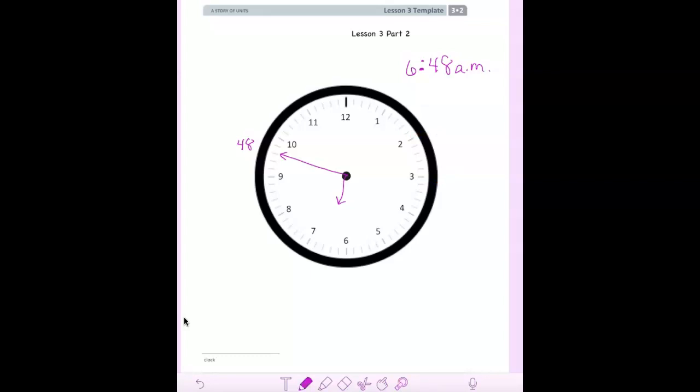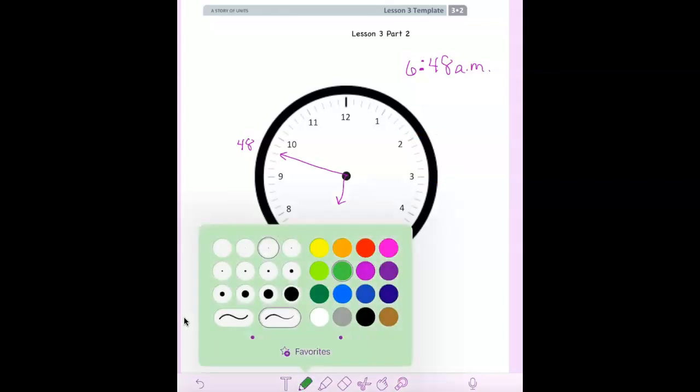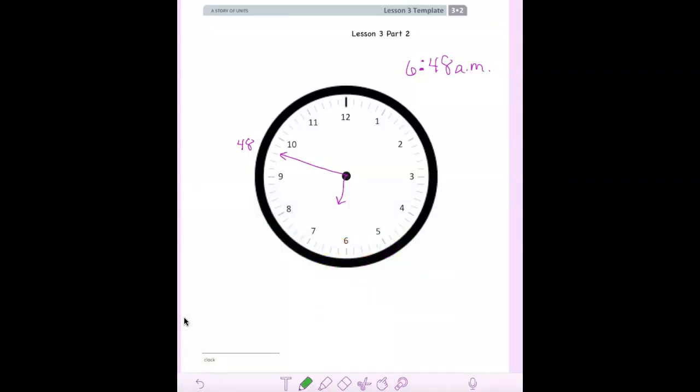Let's try a different time. I'm going to change my color here. And let's say that Mrs. Goshert is eating lunch and the minute hand is right here and the hour hand is right there. So if I extend my short hour hand out, I see that we are in the middle of hour 12. Okay, so we're in the middle of hour 12.